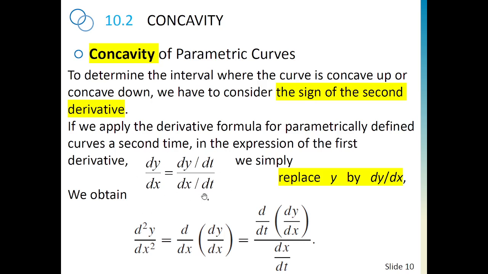Well, we take the formula for the first derivative, and in that formula we replace y by dy/dx. Simply replacing y by dy/dx, you get the second derivative. Just replace in this formula y by dy/dx. So here we have y replaced by dy/dx. It's just a formal replacement. This gives us the formula for the second derivative, and depending on the regions where the sign is positive or negative, we will have our concavity.